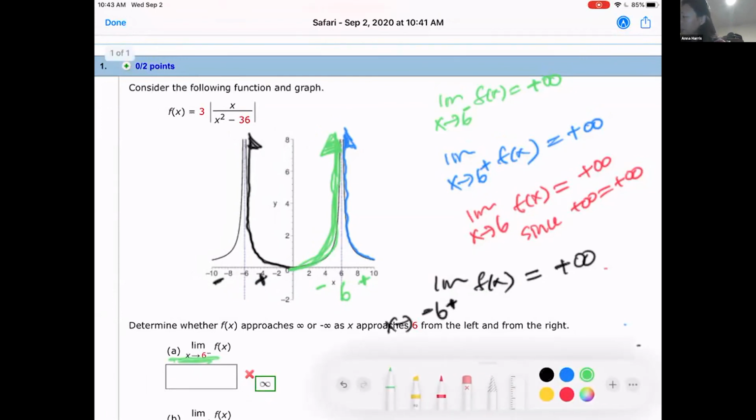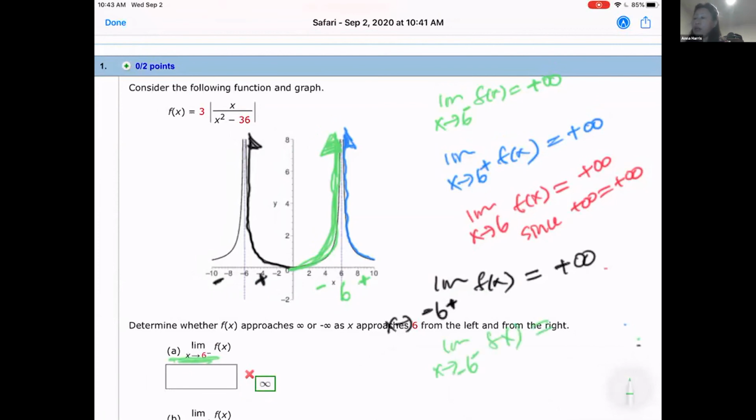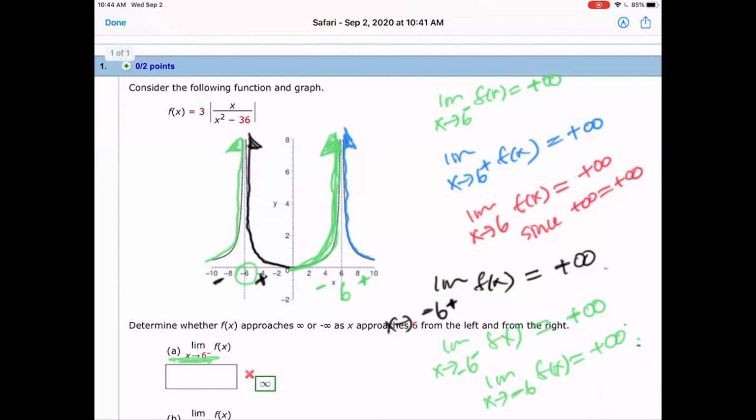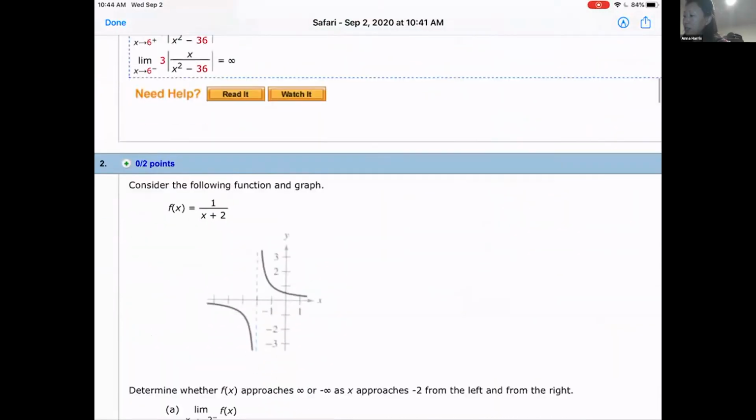Okay, next person. x approaches -6 from the negative side. All right, Margie, what's my limit as x approaches -6 from the negative side? Positive infinity. Right. Now go ahead and finish the problem for me. What is the limit as x approaches -6? Positive infinity because they're both positive. Everybody understand how to do infinity limits? Okay. Let me see. Is there anything else?